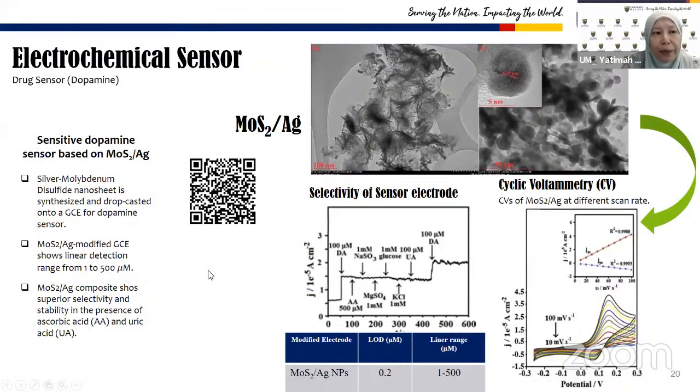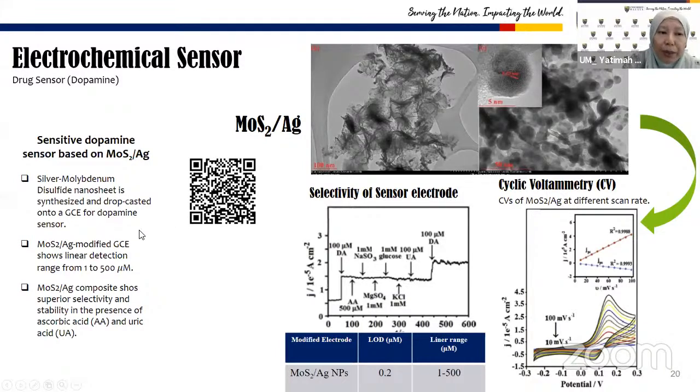The other example is again on dopamine, but in this case a different material, molybdenum disulfide. This is a 2D material, it's abundant, it's cheap. So we are studying 2D materials like molybdenum disulfide. And in this particular case, we also composite it with silver, so we have silver molybdenum disulfide. In this case, we are talking about nano sheets.